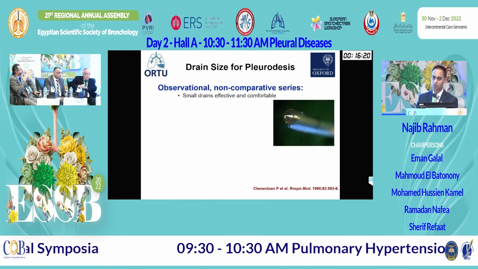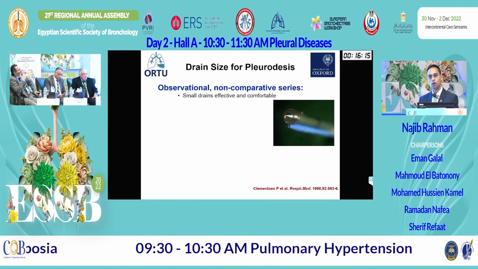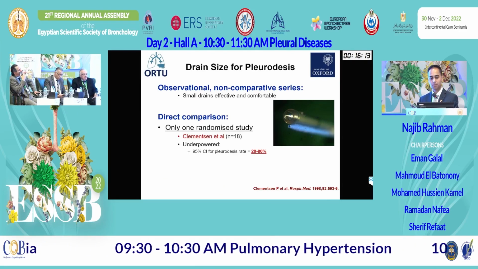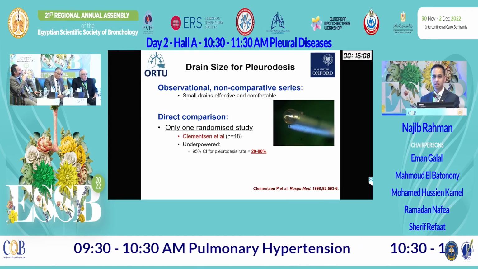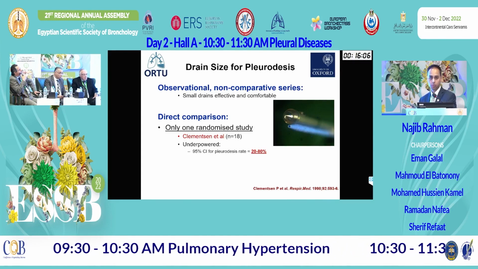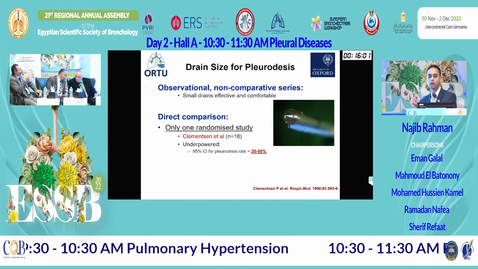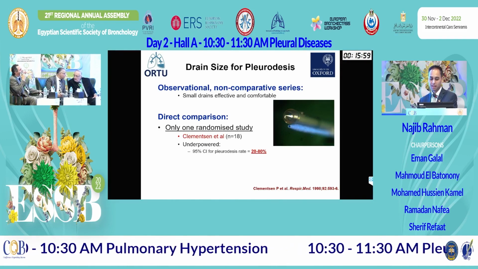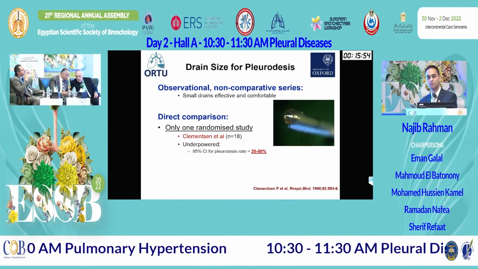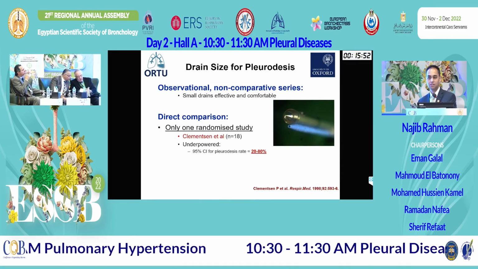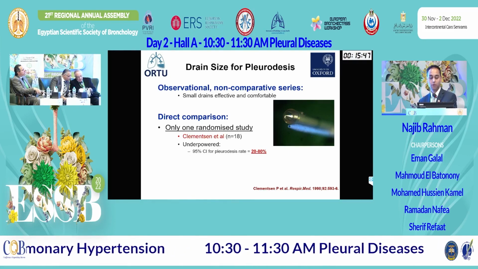And then the second question was on drain size. So big drain or small drain for the use of pleurodesis. There is one randomized study to date, 18 patients only, the Clementsen study. And actually there was a methodological problem here. This is a negative superiority study, not a positive non-inferiority study. So in fact, if you look at their pleurodesis rate, the confidence interval was 20 to 80%. This is a ridiculous pleurodesis success rate, I think. And so we were all basing our practice on the basis of very poor data.